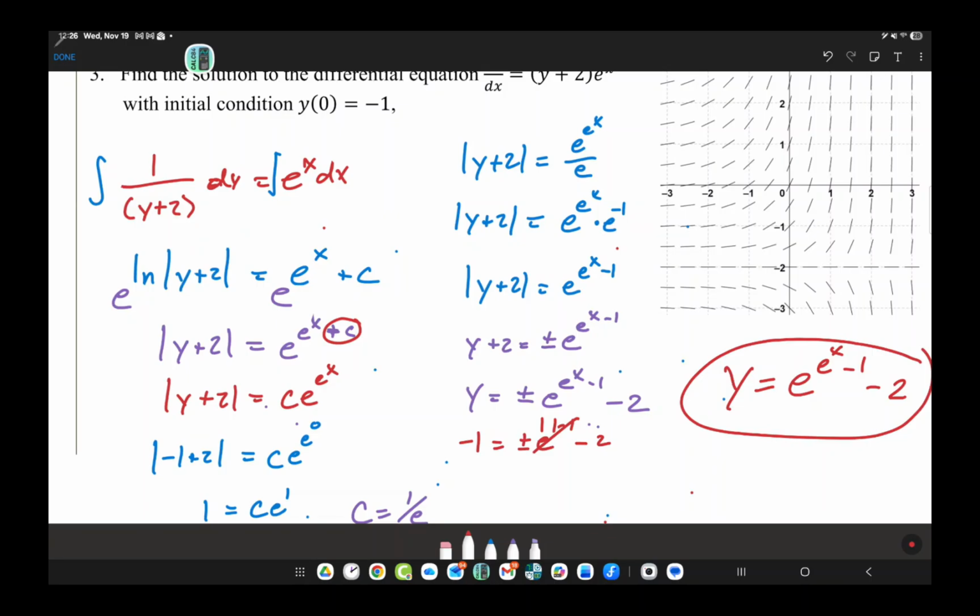I'm not even that worried about graphing it, to be honest. Like I said, that one was fun, wasn't it? Yeah.